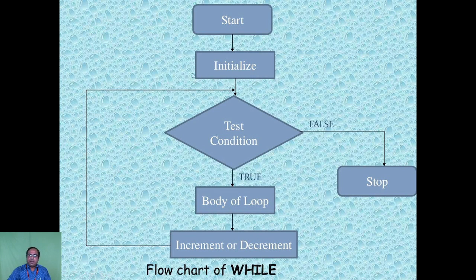So the initialize statement gives the startup for the looping statement, and this is checked with the condition. If the condition is true, the body of the loop will be executed, then the initialization variable gets incremented, and again the condition is checked and the body of the loop is entered. Until the condition is true, the body of the loop will be executed repeatedly. If the condition is false, the looping statement will stop, and finally the output will be displayed to the user.